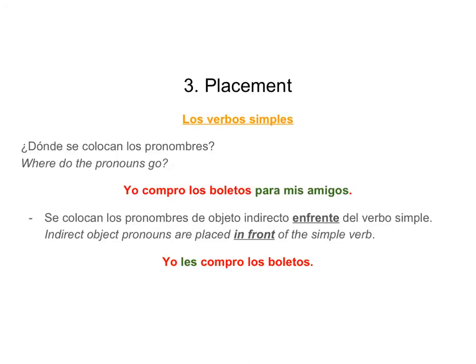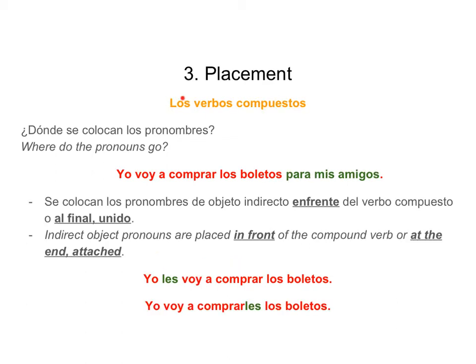Okay, so where do we place indirect object pronouns? Well, the good news is it's the same syntax rules as direct object pronouns. When we have an indirect object and we'd like to replace it with a pronoun, we first have to identify if we have a simple verb or a compound verb. If it is a simple verb, we are going to put our pronoun in front of the simple verb, just like we did with direct object pronouns.